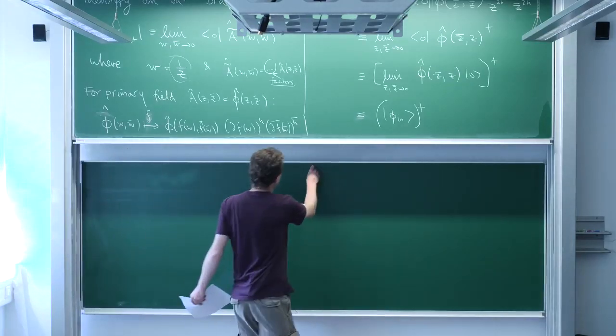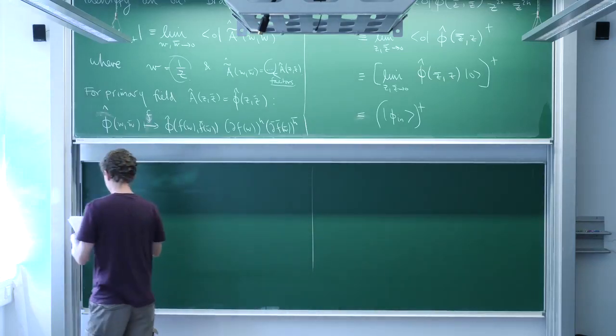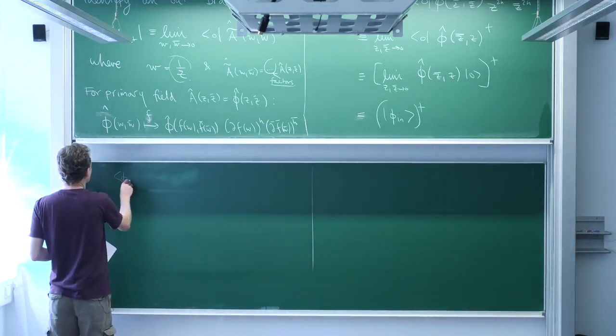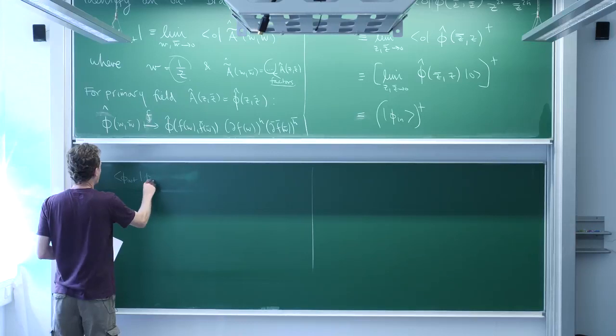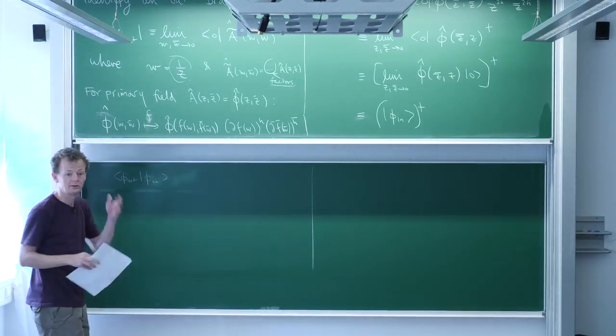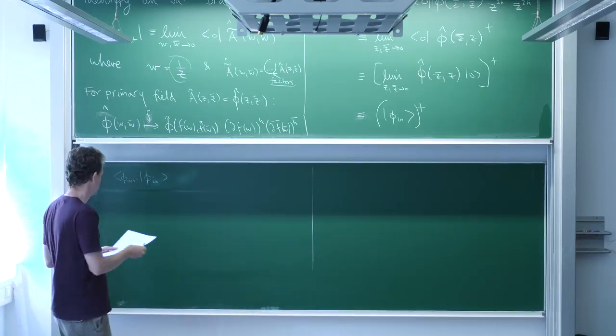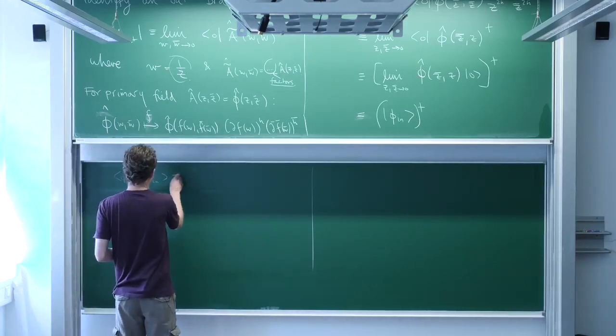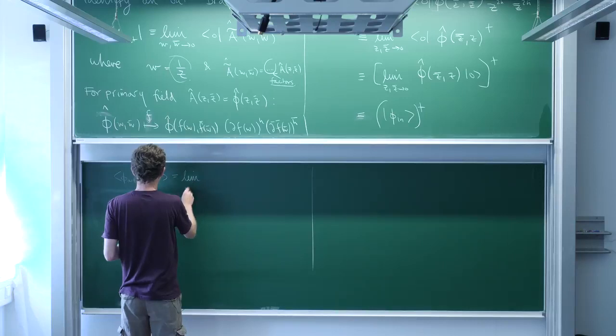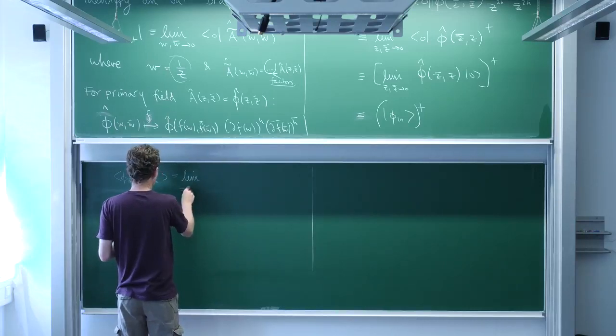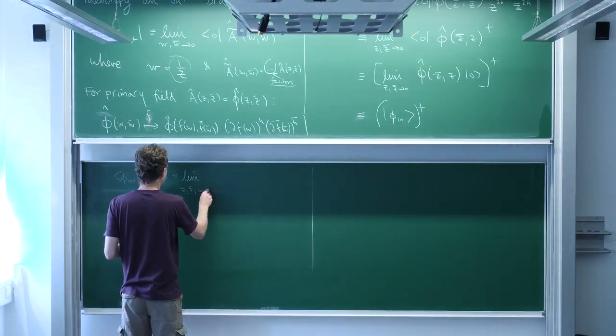And if you use these definitions here, you can see that you get a nice inner product that is finite. It doesn't diverge. So we can start putting in all the variables.